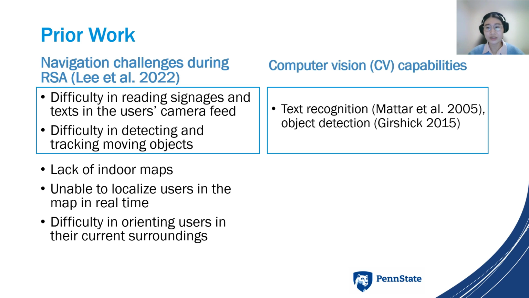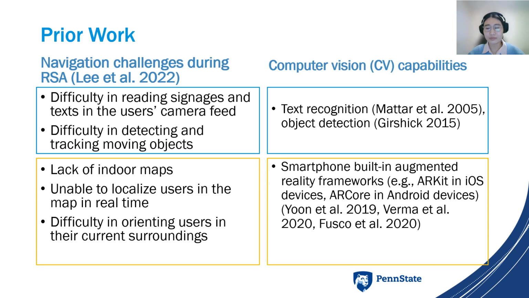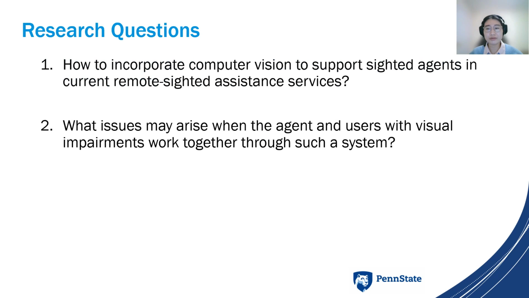For example, text recognition and object detection can mitigate the first 2 challenges. Recently, researchers are exploring the potential of smartphone built-in augmented reality frameworks in indoor navigation, which can mitigate the last 3 challenges. So we formulated this study around the research question: how to incorporate computer vision to support sighted agents in current remote sighted assistance services, and what issues may arise when the agent and users with visual impairments work together through such a system?